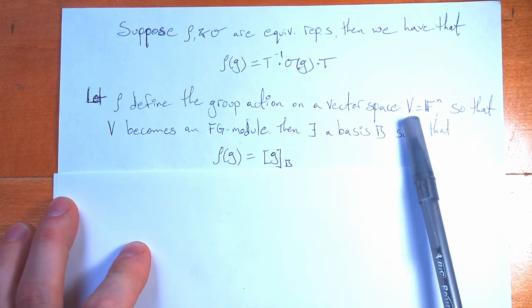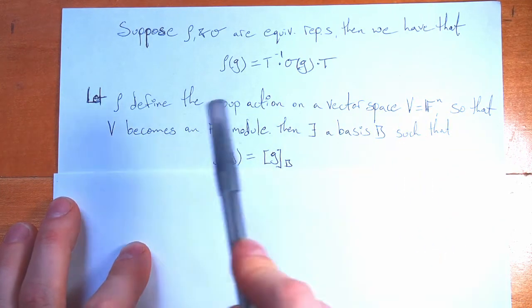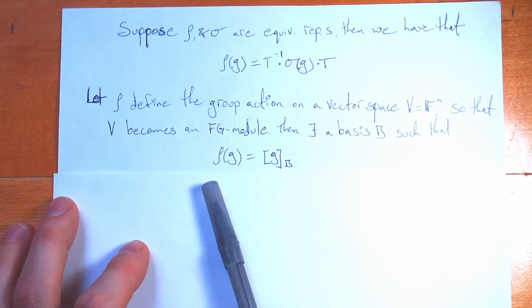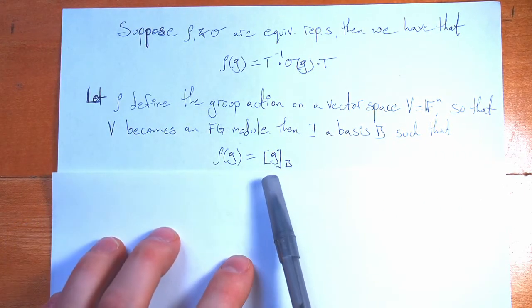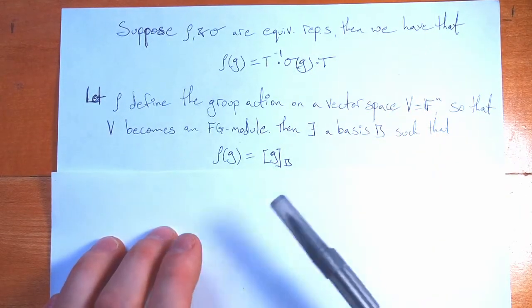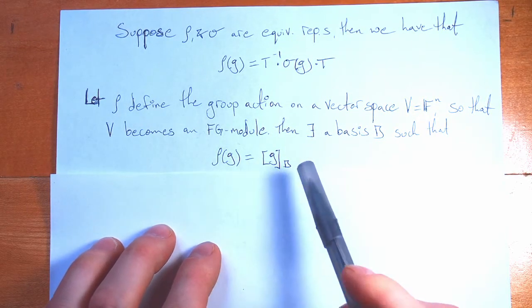So we started with our representation, and we're going to let that define a group action on some vector space V, F^n. So then V becomes an FG module, right? We have a vector space, we have a group action. So then we know that there must exist a basis such that rho of g is equal to g under this "pick a basis" map. I keep giving them quotes, but it is a legitimate map, right? There's always a correspondence between representations and FG modules.